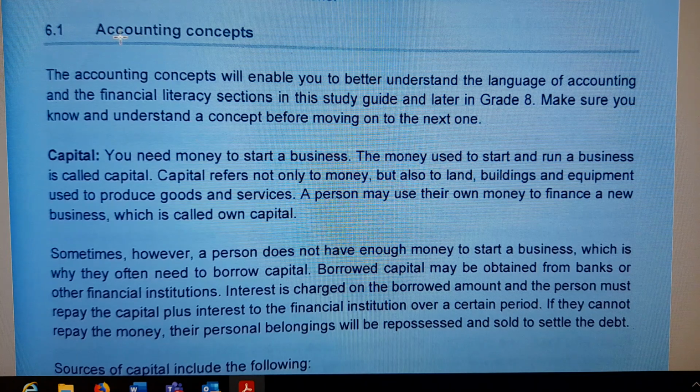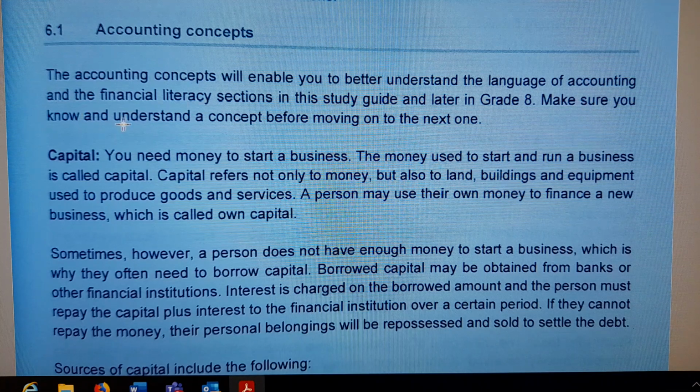So let's look at the accounting concepts. The accounting concepts will enable you to better understand the language of accounting. We have already mentioned that we've got the language of accounting. These accounting concepts will enable you to better understand the language of accounting and also understand the financial literacy sections in the study guide and later in grade 8 and even grade 9. Okay, if you want to take accounting in the future, you will still use this.